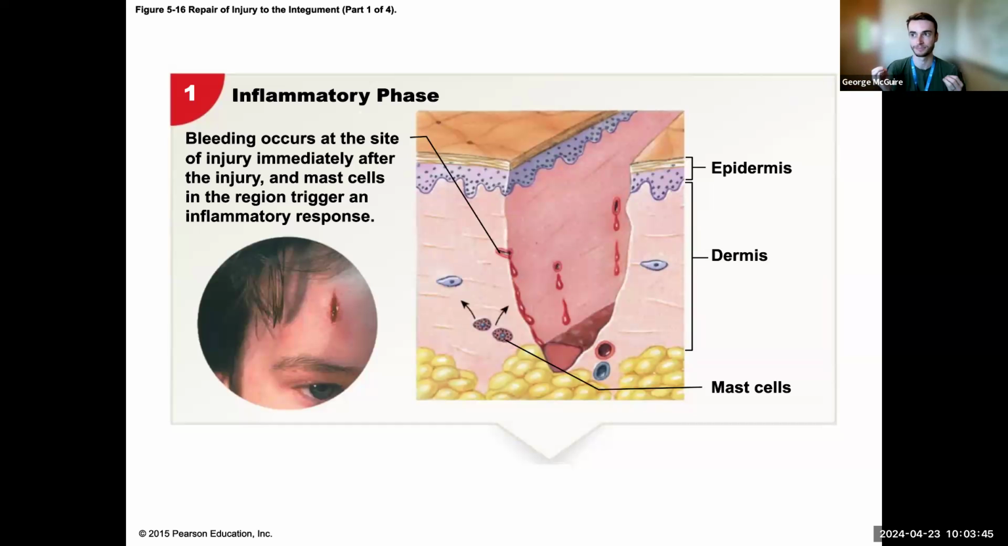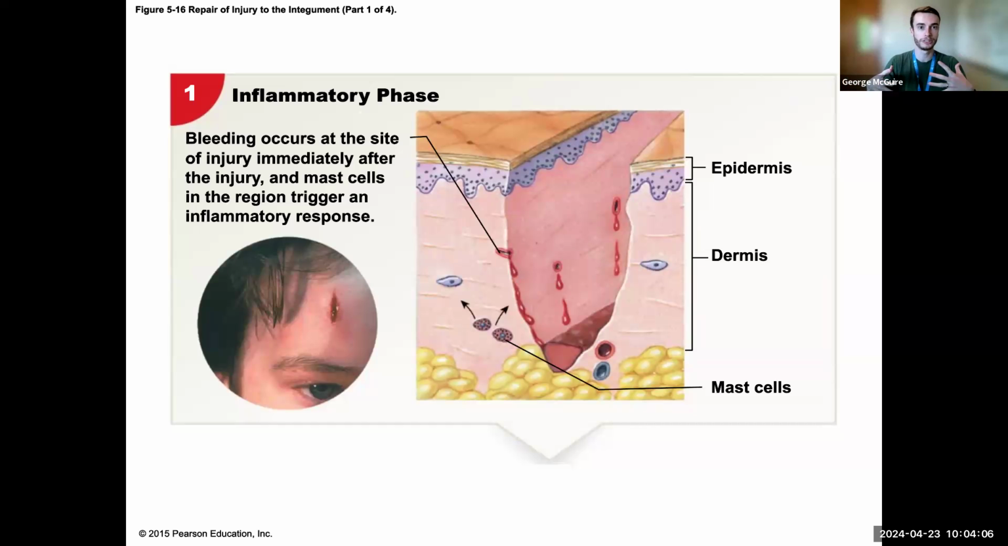So bringing in basophils and other protective immune cells that can kill off invaders, as well as bringing in our plasma, our platelets, to start forming blood clots, which will eventually stop the loss of blood to the external environment.